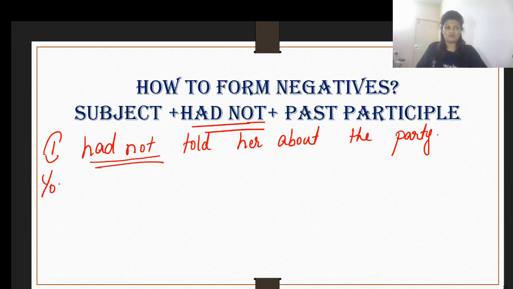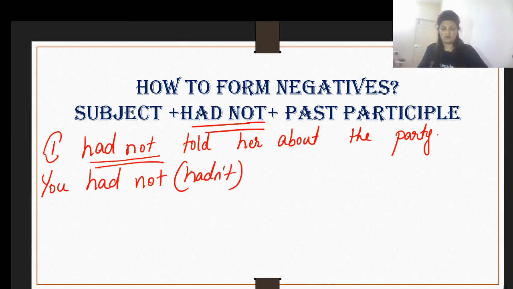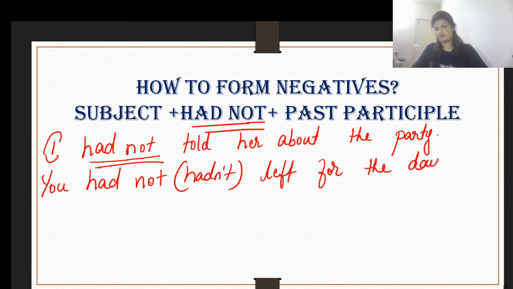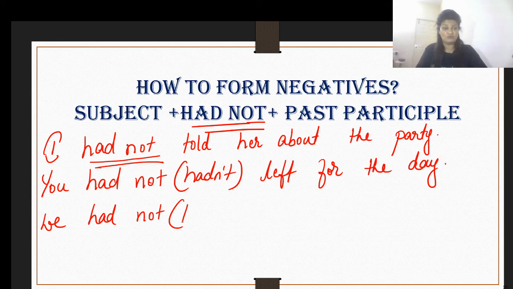Similarly, with subject you and had, introduce the negative word. Well, this can also be contracted. Had not can be contracted into hadn't. You had not or you hadn't left for the day. Full stop. With the subject we, we had not, bringing in the negative factor. You can also use hadn't.